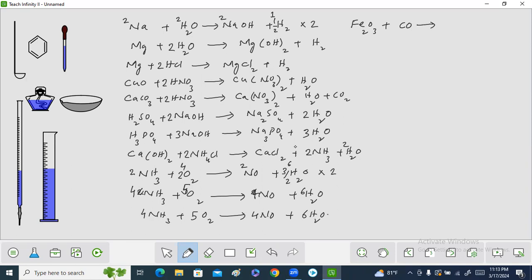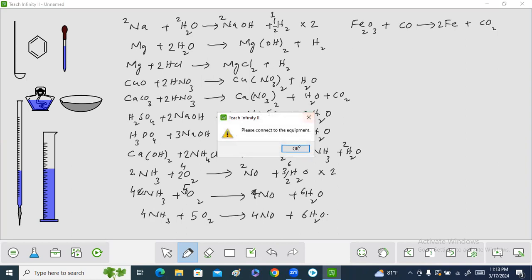Carbon monoxide is a reducing agent, and that removes oxygen from iron(III) oxide to make iron metal plus carbon dioxide. So there are two irons, so two iron, three oxygen, and then two oxygen. So we can make it 6, 3 times 2, so 3 plus 3 is 6, and 3 carbon, 3 carbon.